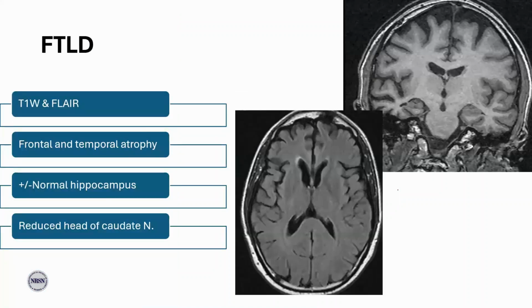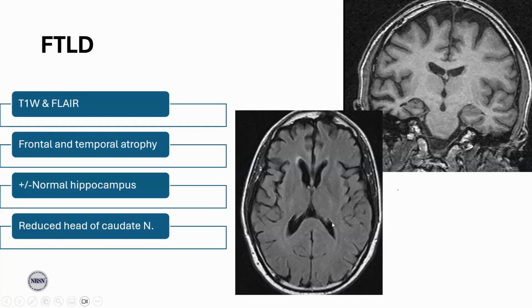Now, these are a series of coronal T1 weighted MRI images, and the second image is an axial flare image of the brain. Now we can appreciate this increase or widening of the sulci of the frontal lobe, as well as the temporal lobe in this flare image. Now, worthy of note is that the hippocampus can be normal in size. It may be normal in size. So it's not just looking at the hippocampus that would give it away. You also have to look at the frontal and temporal degeneration of neurons.